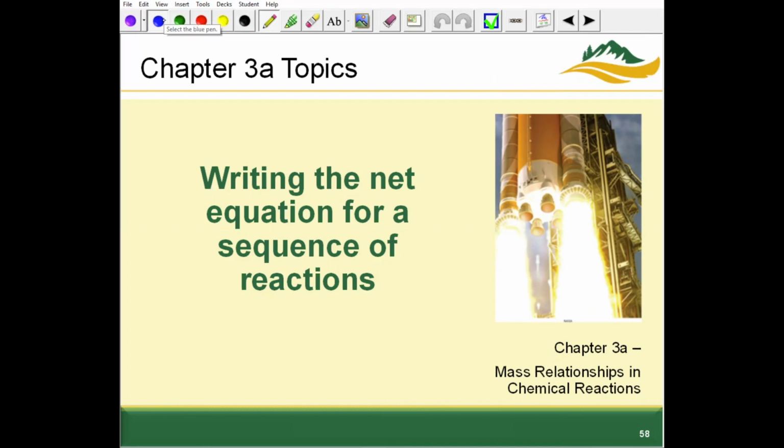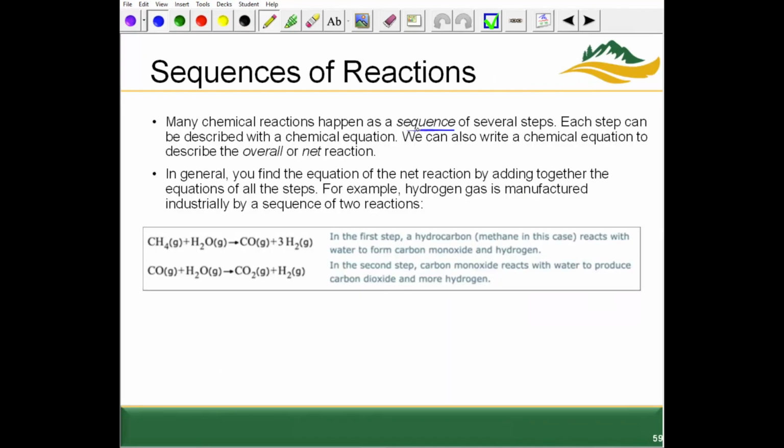The last topic now for chapter 3a is writing the net equation for a sequence of reactions. So some reactions will happen in one step and then another step, and we end up just seeing either the individual steps, or sometimes we just see an overall or net reaction. So for example, here's one step, here's a second step. To write an overall or net reaction, we need to add these 2 steps together. So we're going to add together the equations from step 1 and step 2, or if there are more steps involved, we would need to add the steps from step 1, 2, 3, etc.